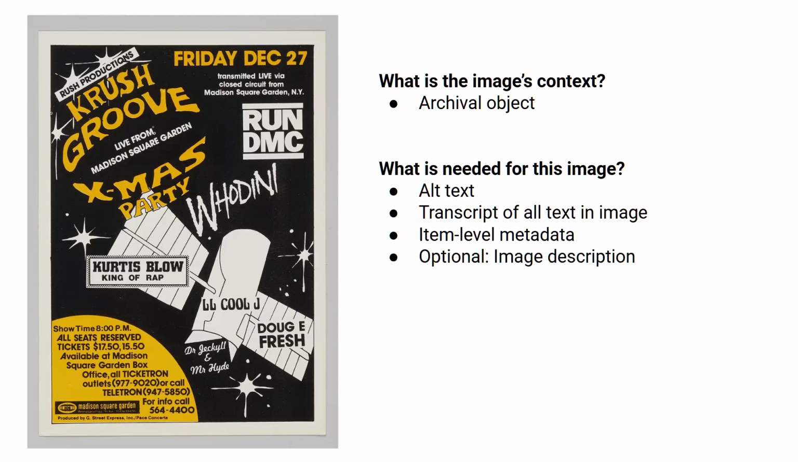I'm sure I don't have to tell you that a poster like this is really interesting to researchers, right? And in a lot of those cases, the visuals of the poster are going to be important in addition to the text. So I have an inkling I'm going to need alt text. I know I will need a transcript of all the text in the image, that item level metadata, and maybe a lengthier image description, depending on the context. And I'm going to show you how I have set up this item on JSTOR.